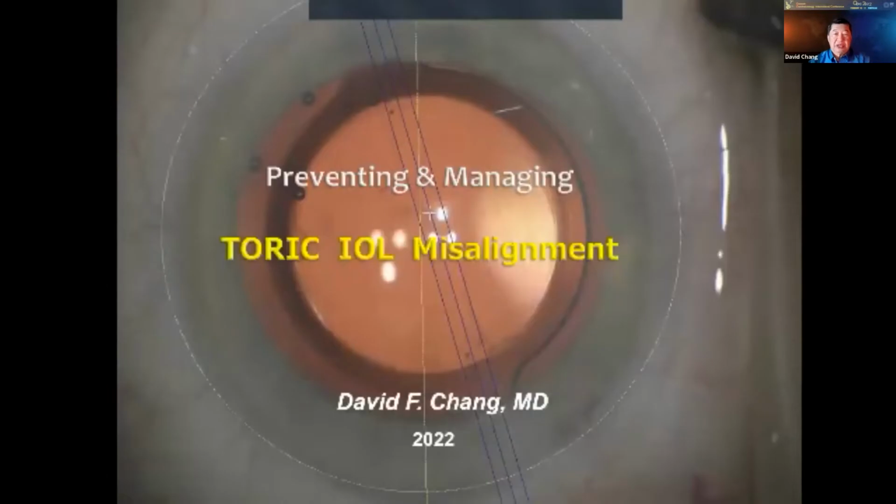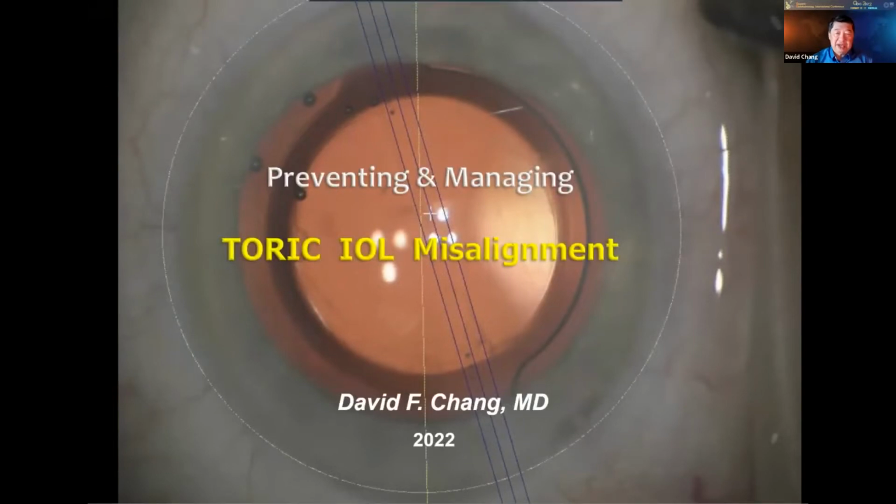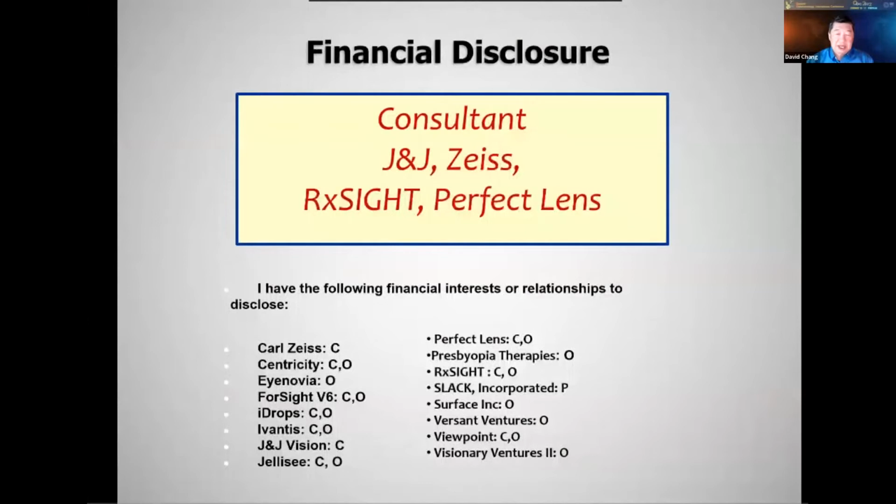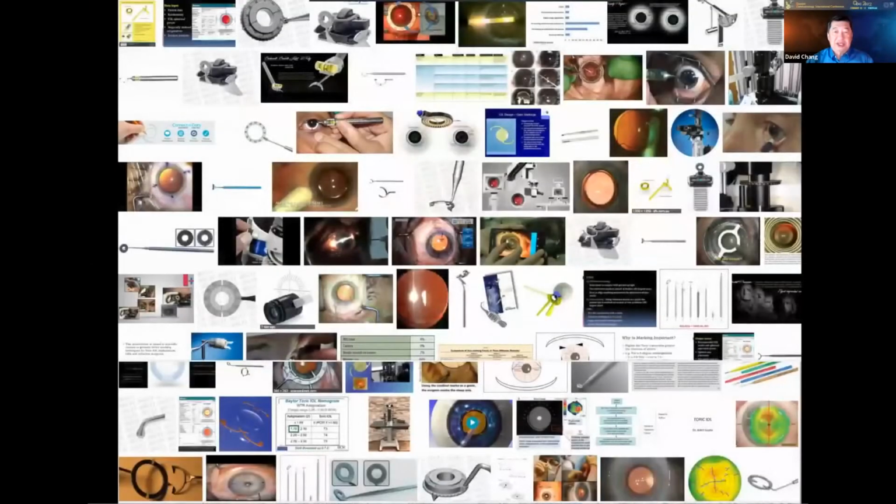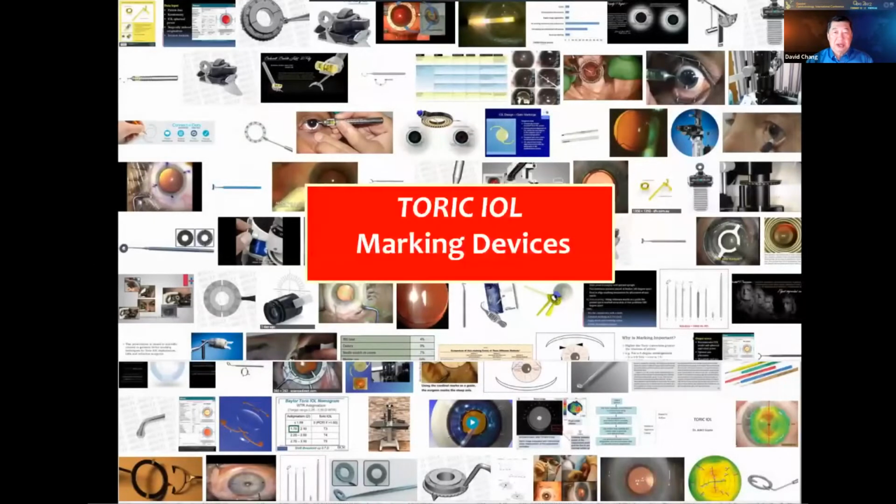All right, thank you. We'll be sharing my screen shortly. And good evening. It's great to be here. I think the first premium IOL to talk about is always toric IOLs. And I'm going to talk about how to prevent and manage misalignment. These are my disclosures. We have so many different ways to mark the axis.